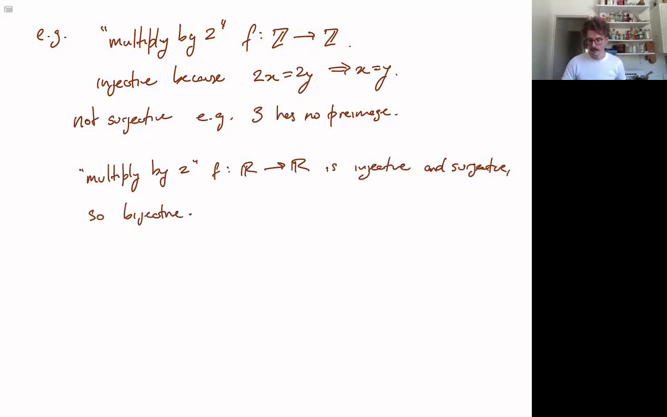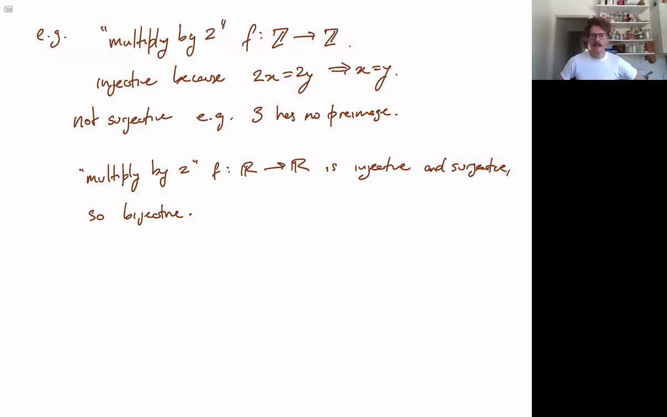So I'm not going to write this down, but maybe just to say the words clearly once. If a function is injective, I call it an injection. And if it's surjective, it is a surjection. And if it's bijective, it is a bijection. So that's just the adjective versus the noun.